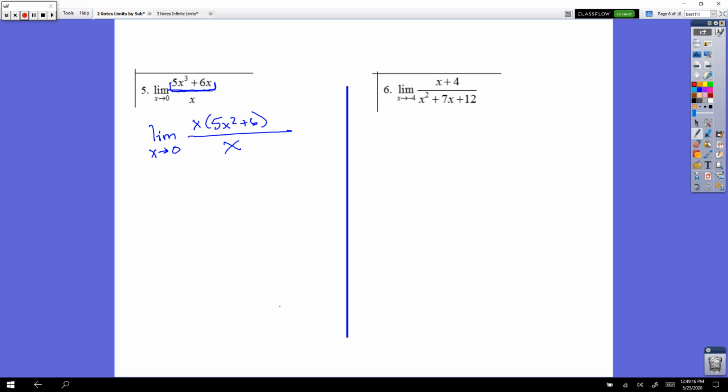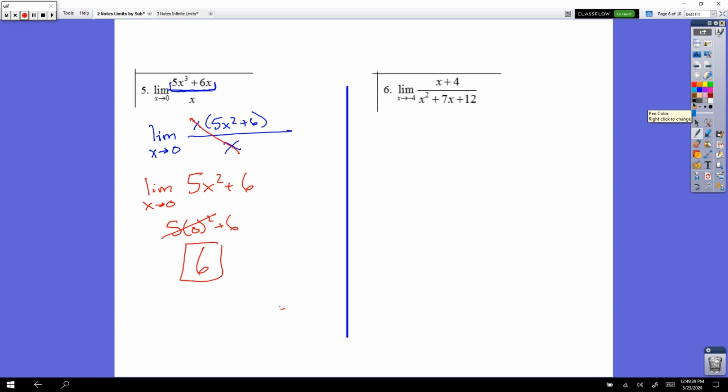So I see I have an x on top and bottom, so I can cross those out. So my new limit is the limit as x approaches 0 of 5x squared plus 6. Now when I plug in 0, I don't have any issues. So we can go ahead and substitute. That would equal 0 plus 6. So my answer would be 6.